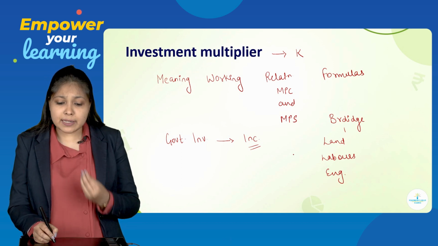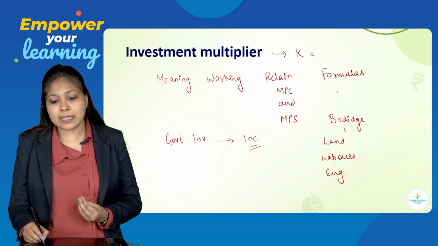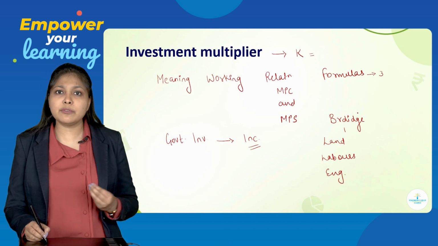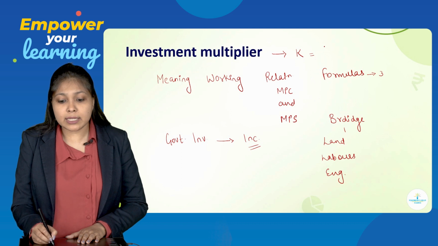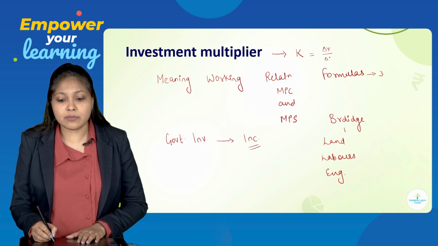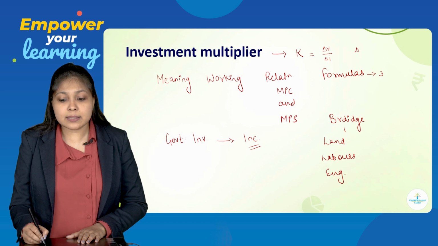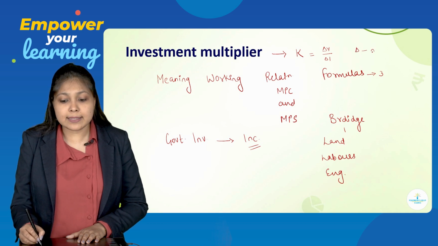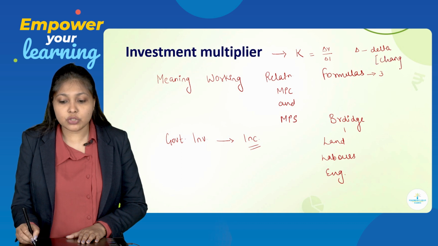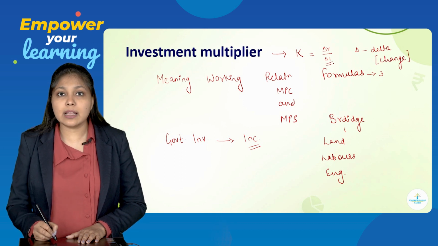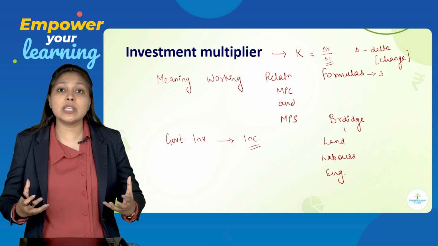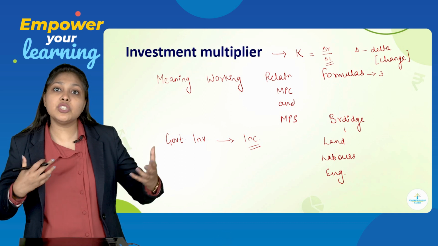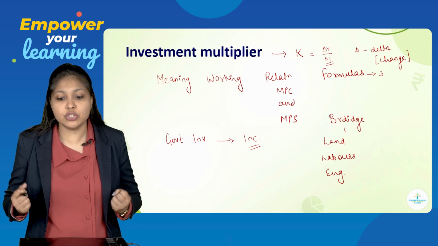In the very simple formula, basically there are three formulas, but first of all I will talk about a very simple and basic formula, that is change in income upon change in investment. I have already told you this small triangle is called delta, and this delta depicts nothing but change. So change in income upon change in investment. That means when there is a change in investment, how much change in income we are generating.